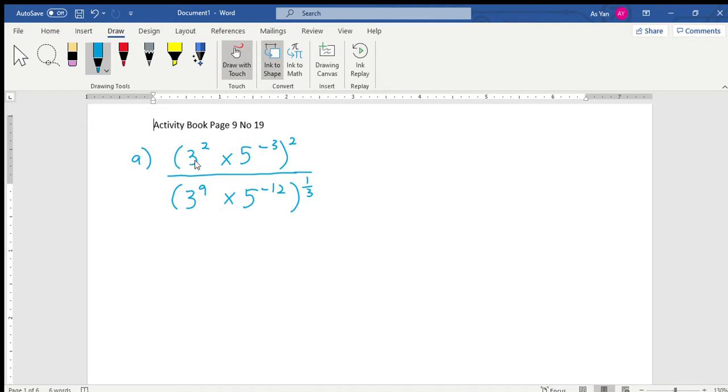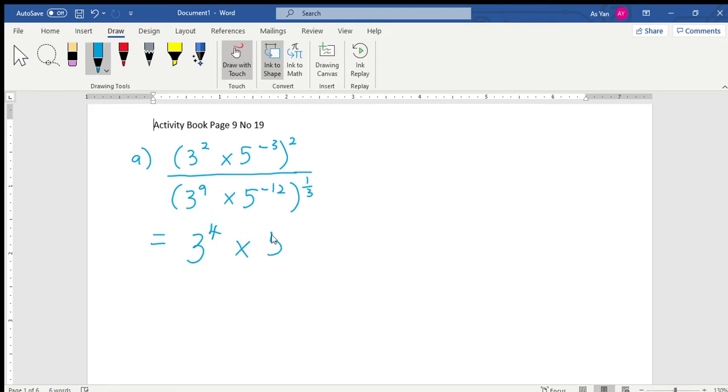The question reads: 3 squared times 5 to the power of negative 3, raised to the power of 2 over 3 to the power of 9, multiplied by 5 to the power of negative 12, raised to the power of 1 over 3. So as usual, we have to multiply, 2 and 2 becomes 3 to the power of 4.